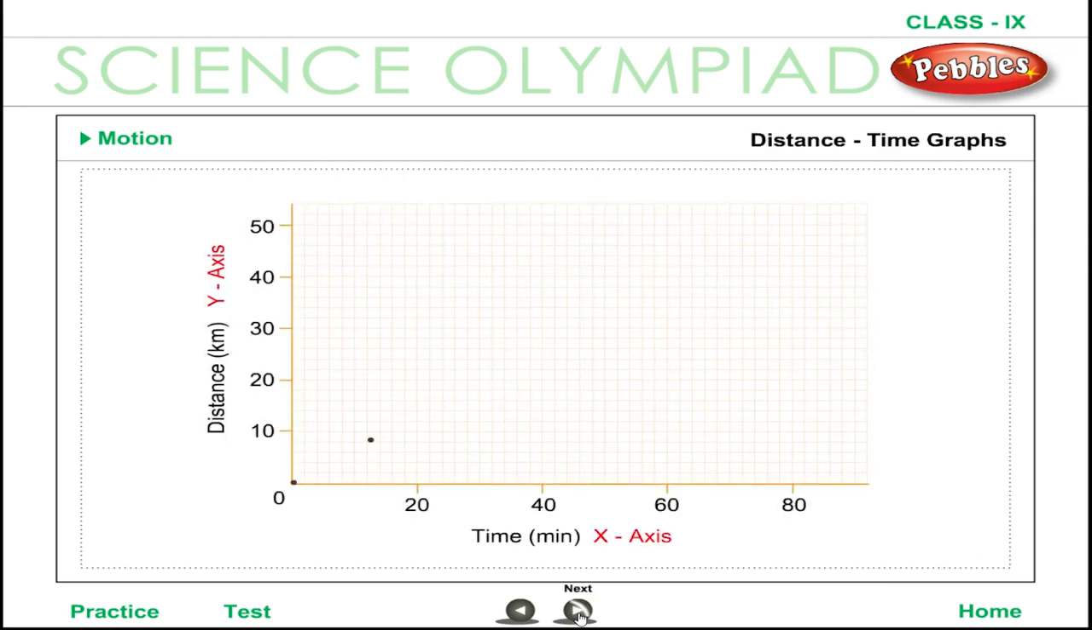Distance time graphs. The change in the position of an object with time can be represented on the distance time graph adopting a convenient scale of choice. In this graph, time is taken along the x-axis and distance is taken along the y-axis. Distance time graphs can be employed under various conditions where objects move with uniform speed, non-uniform speed, remain at rest, etc.